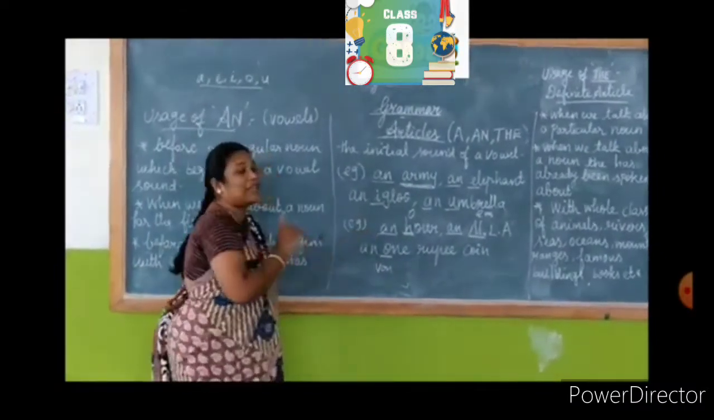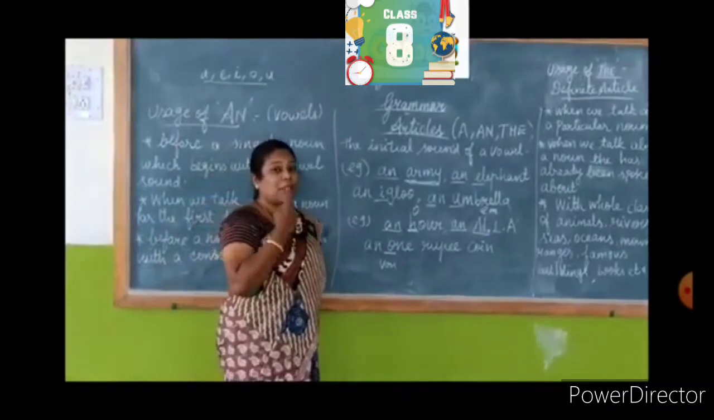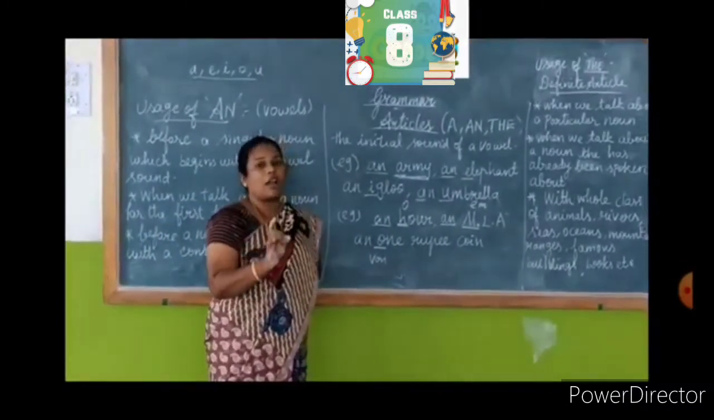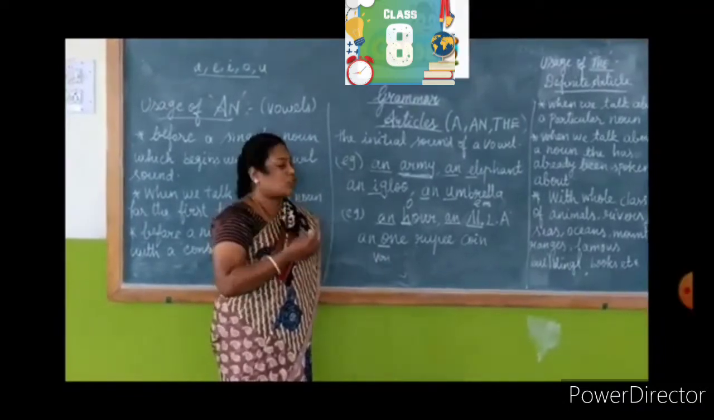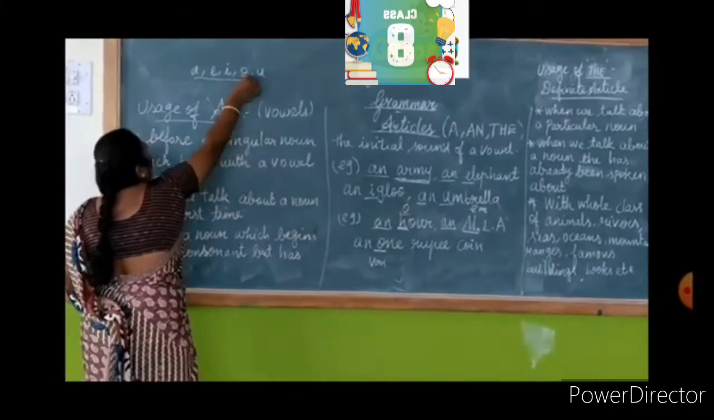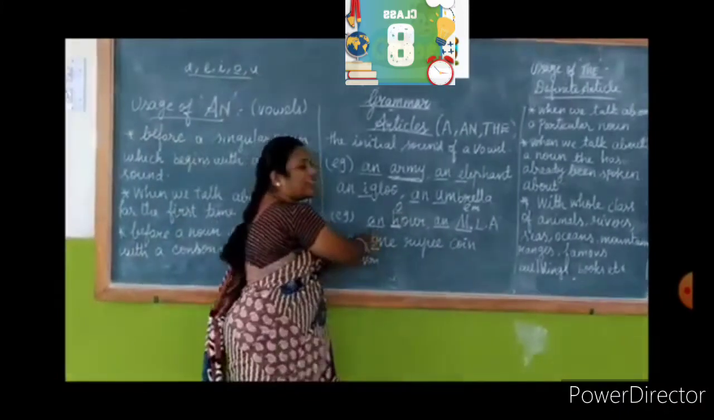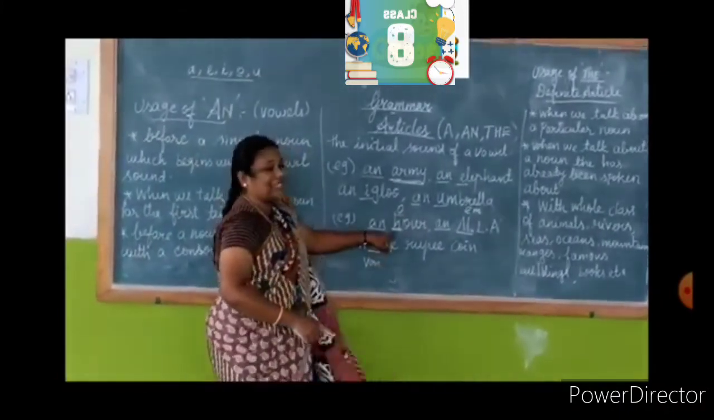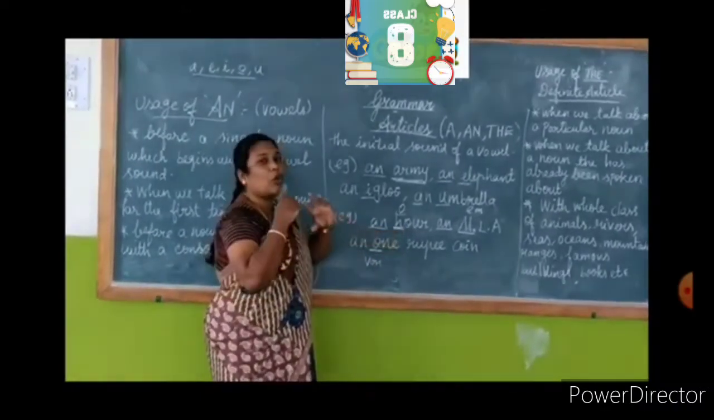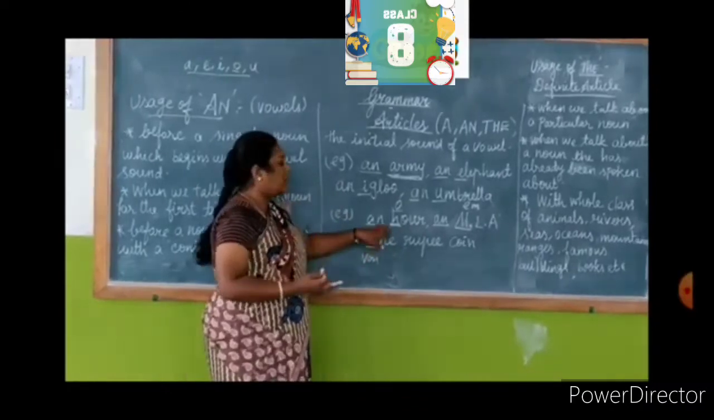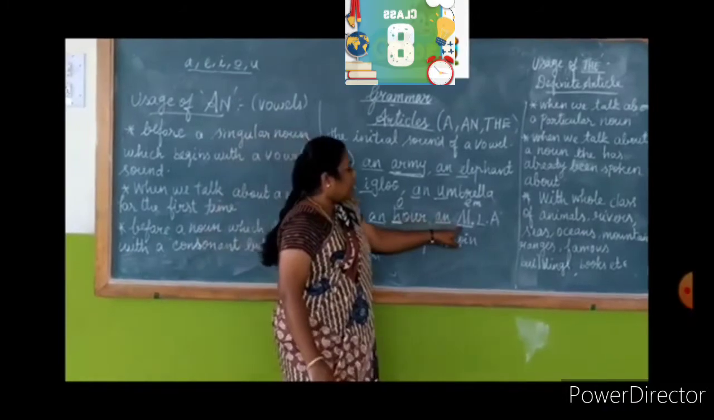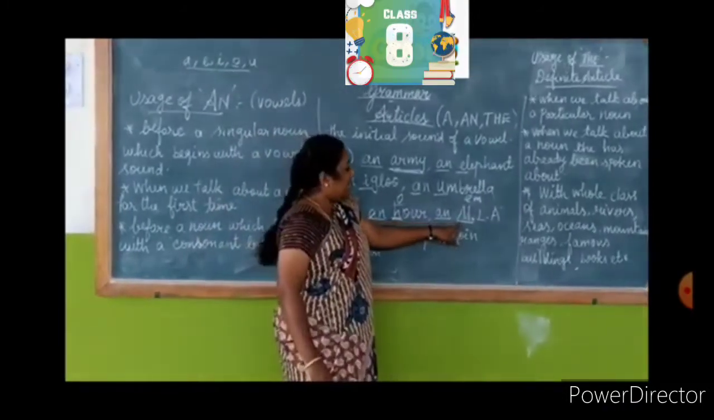H is a consonant letter, but when you pronounce the word, see the pronunciation at the beginning of the sound, you have to be clear. In an hour, you have to pronounce it as 'our'. What sound is coming? O sound is coming. So we have to use the article an. Even though the noun starts with a consonant letter, if it gives a vowel sound, then we have to use the article an.